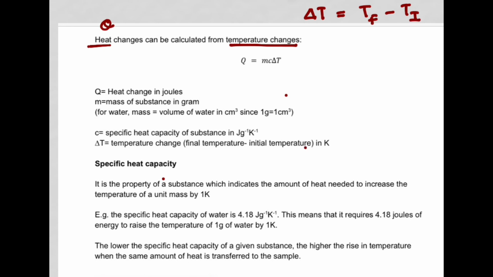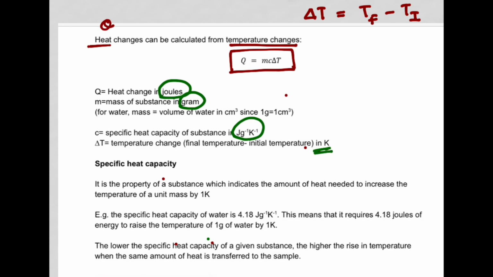So from temperature changes, you can get heat using this equation, where Q is heat change in joules. Unit is very important here. So Q is in joules, mass is in grams, C is the specific heat capacity of the substance in joule per gram per Kelvin, and delta T is temperature change, that is final temperature minus initial temperature, and this will be in Kelvin.